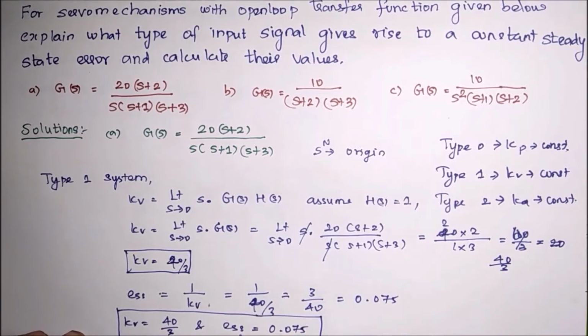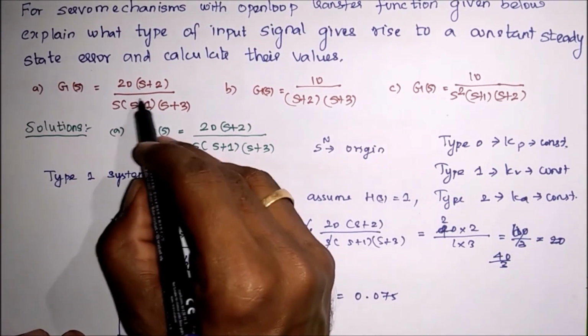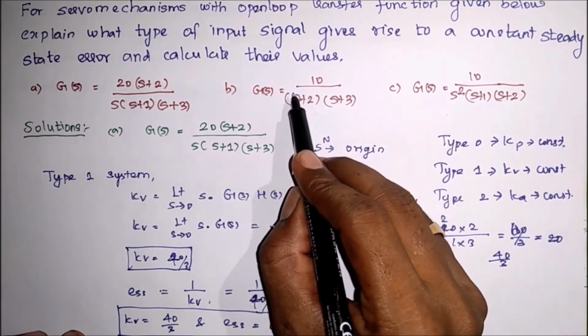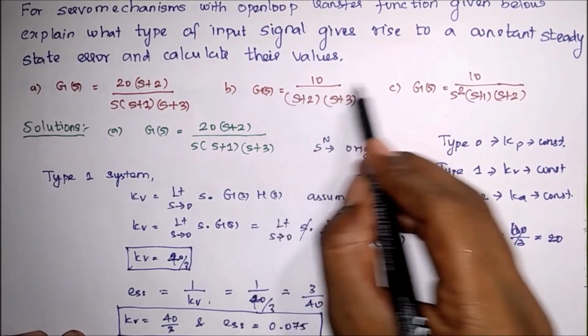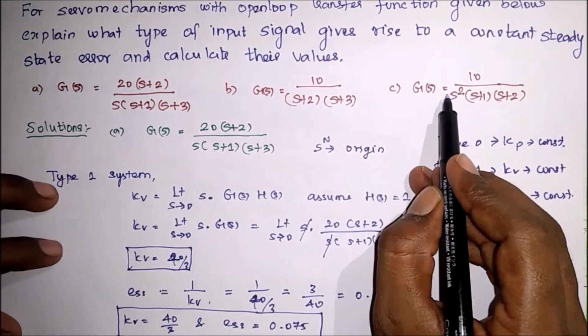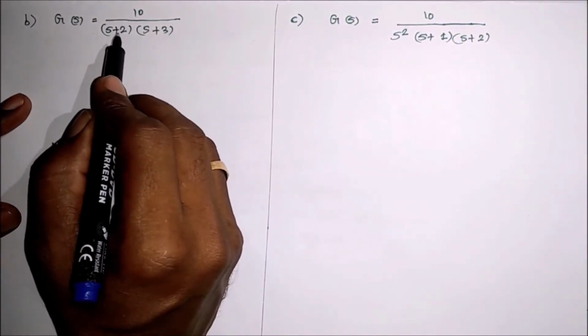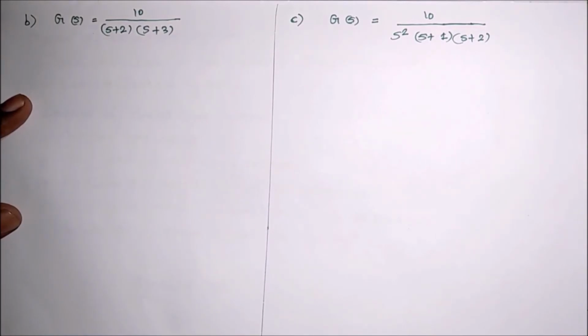This is the required thing for the first given data. Now we are going to solve the same thing for the second system gain and also the third open loop system gain. From the given open loop system gain, we can find the type number.